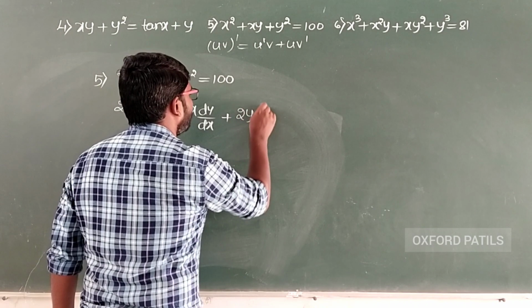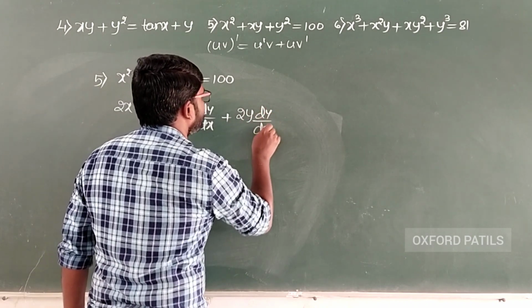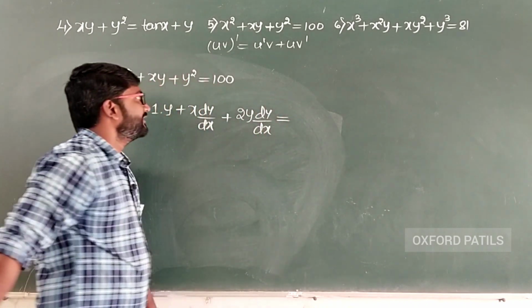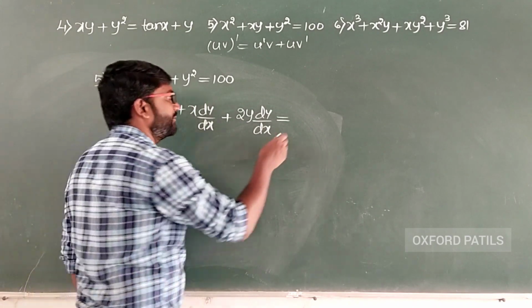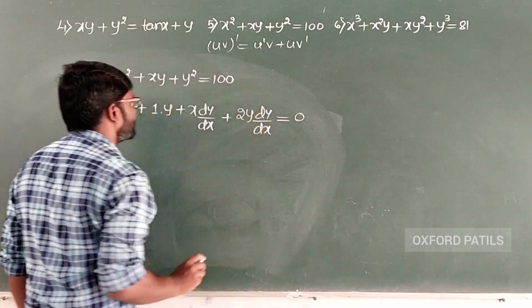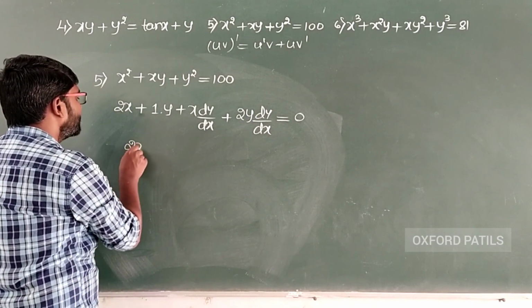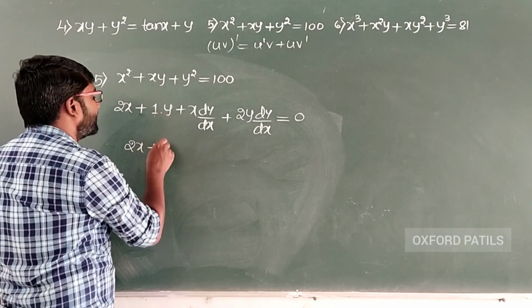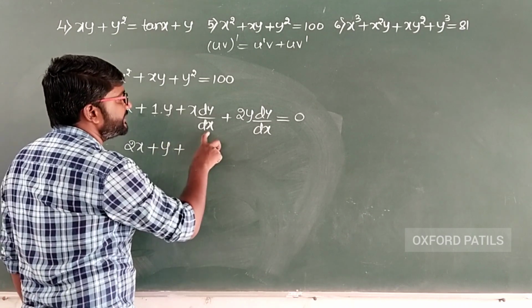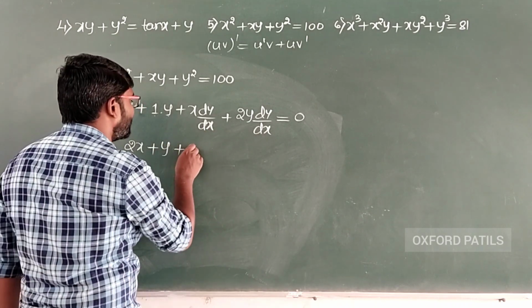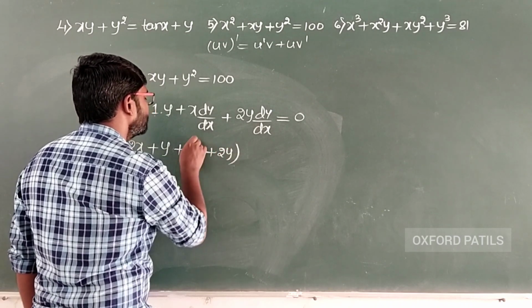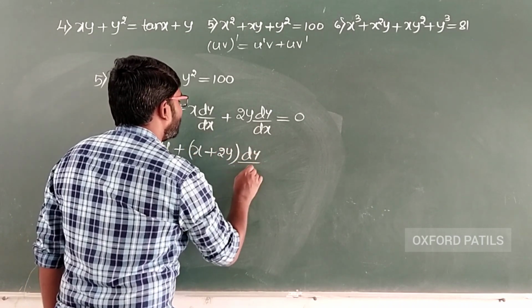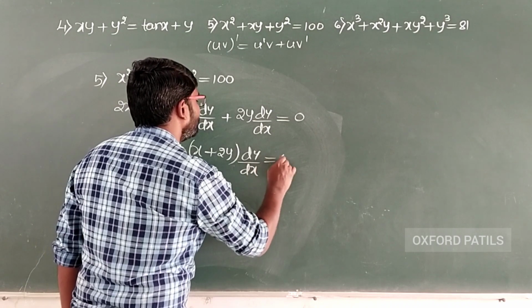2y into dy by dx. This is equal to, now what is the derivative of 100? It is 0. d by dx of k is 0. So here 100 is a constant. Now 2x plus 1 into y, it will be y plus, in these two terms we can take dy by dx common. What do we have? x plus 2y into dy by dx, which is equal to 0.